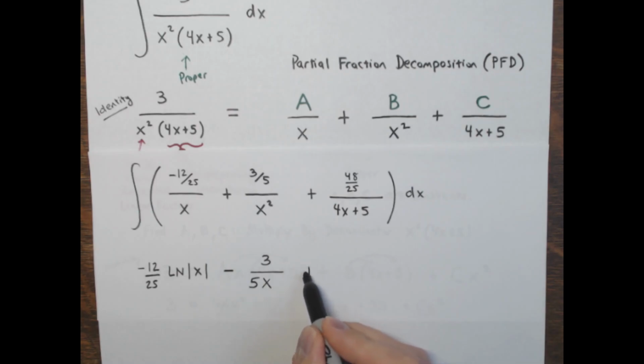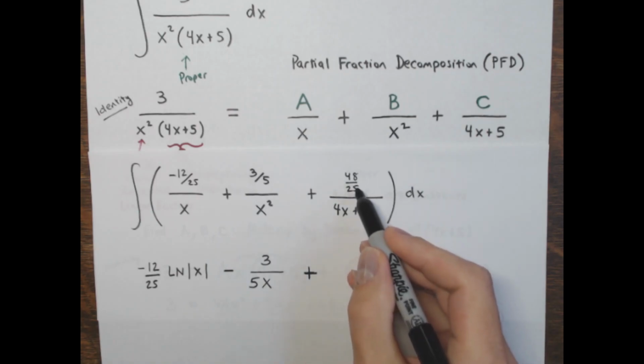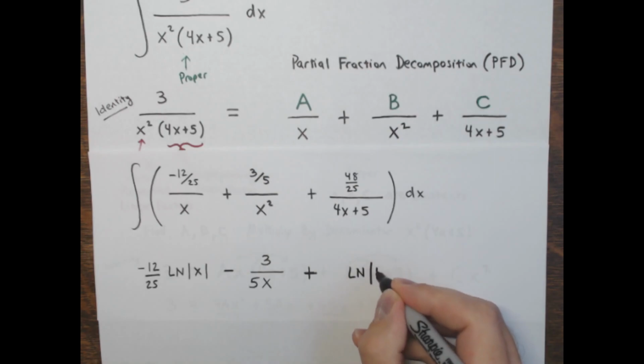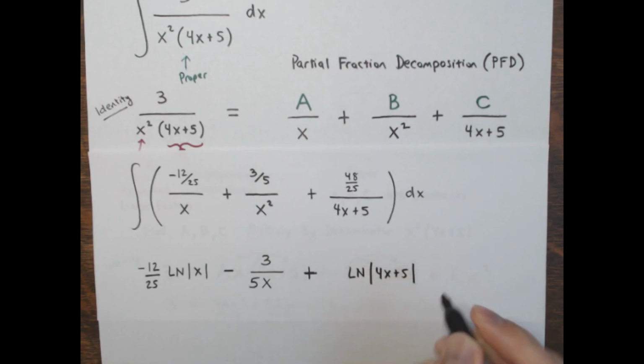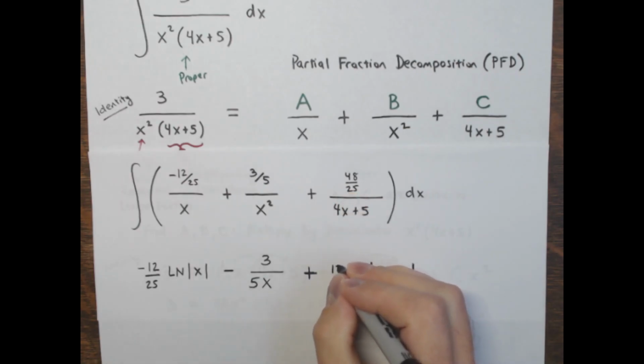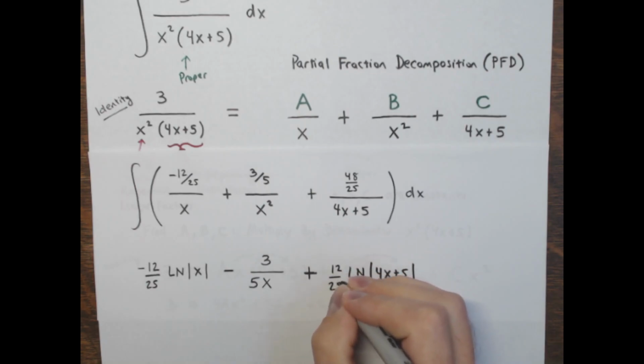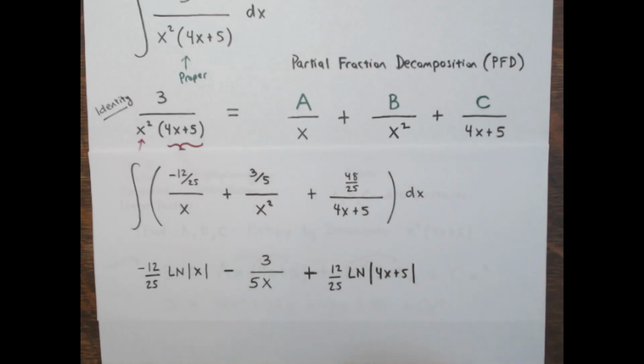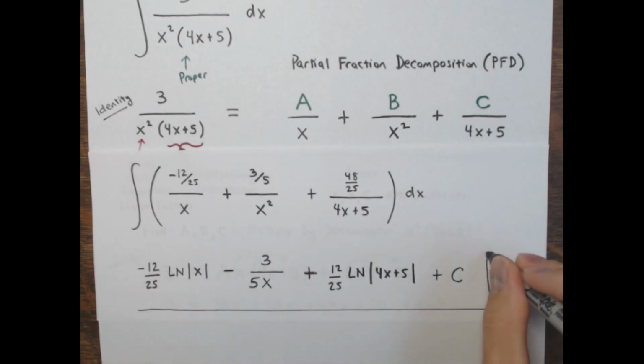Then lastly, plus, now we have 48/25. I'm dividing by a linear here, so you're going to do the natural log of the absolute value of 4x plus 5. But remember, there's this 4 in front of the x, so I'd multiply by a quarter. So 48/25 times 1/4, that's 12/25, right? 4 goes into the 48 12 times. So I'd end up with 12/25 times the natural log of the absolute value of 4x plus 5. And then I'm done with all my integrals now. And add some constant, plus C. So this is what I'm going to be typing in.